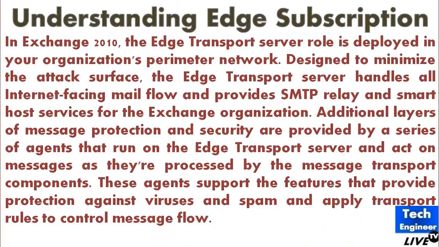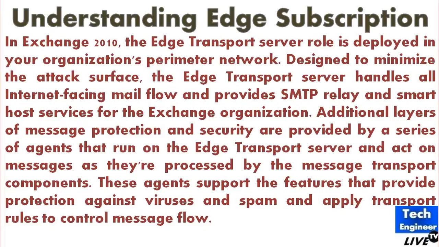In Edge subscription, particularly when you deploy the Edge Transport Server in your organization's perimeter network, this particular Edge Transport Server will not be part of your Active Directory. It will not be part of the Active Directory forest. It means it will be a workgroup server, part of a perimeter network, designed to minimize the attack surface. The Edge Transport Server handles all internet-facing mail flow and provides SMTP relay and smart host for the Exchange organization.